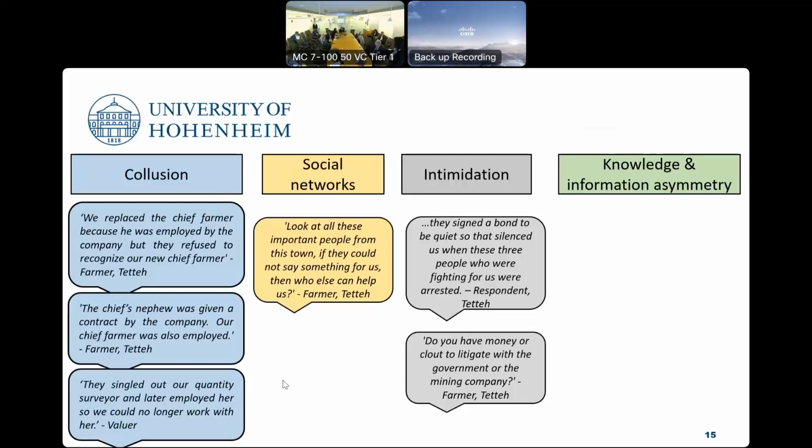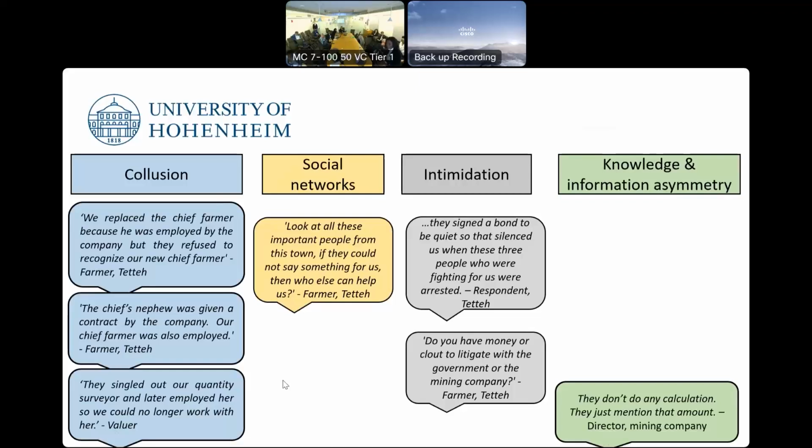But this was absent. So what basically they did was that they benchmarked what they were asking based on what another large-scale mining company was paying in another region of land. So this director of the mining company said they don't do any calculation. They just mentioned that amount. So to him, they didn't defend exactly what they want by any tangible calculation.